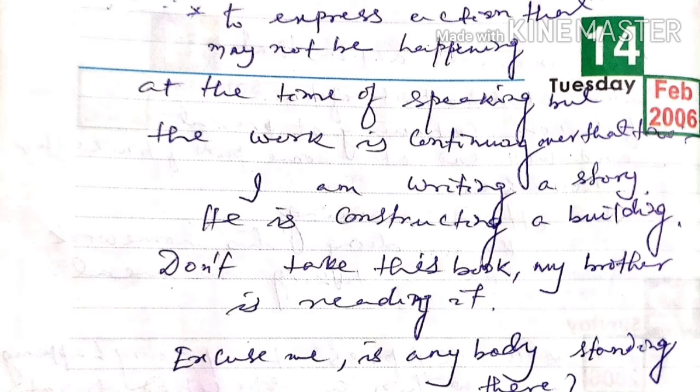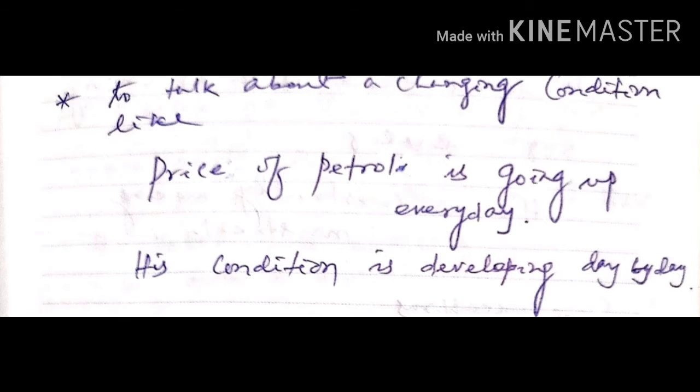Present progressive form is also used to talk about changing condition, like price of petrol is going up every day, his condition is developing day by day, etc.